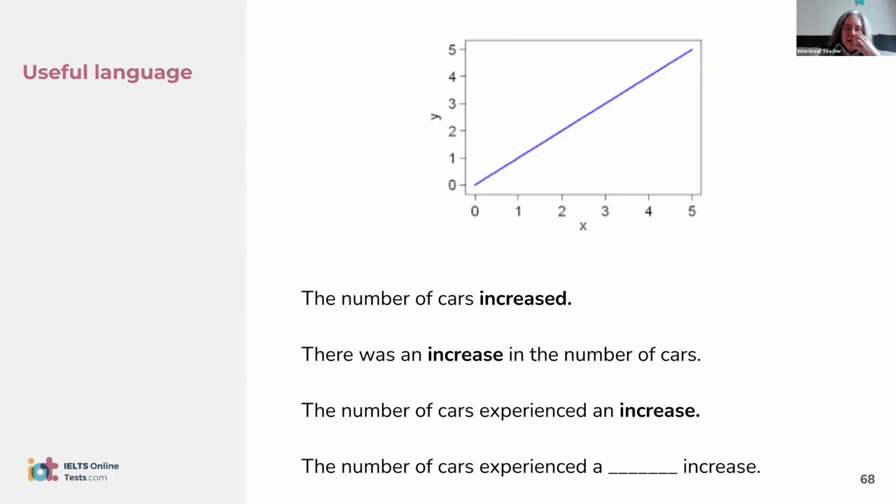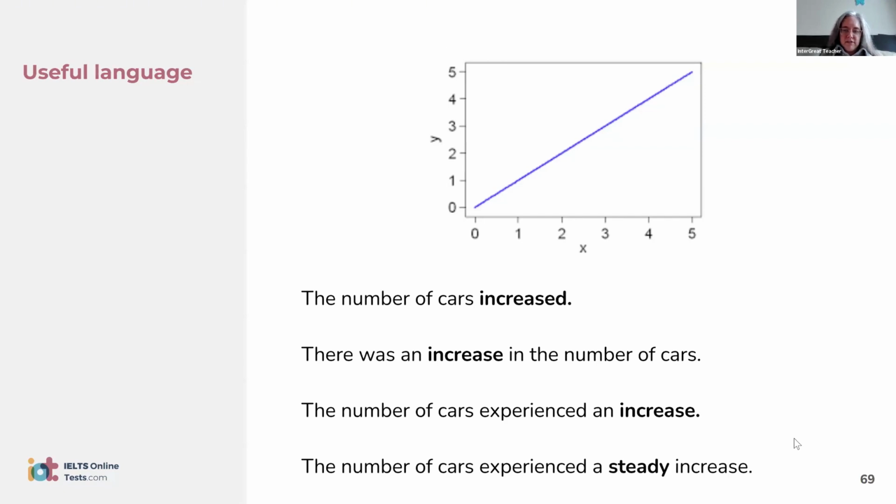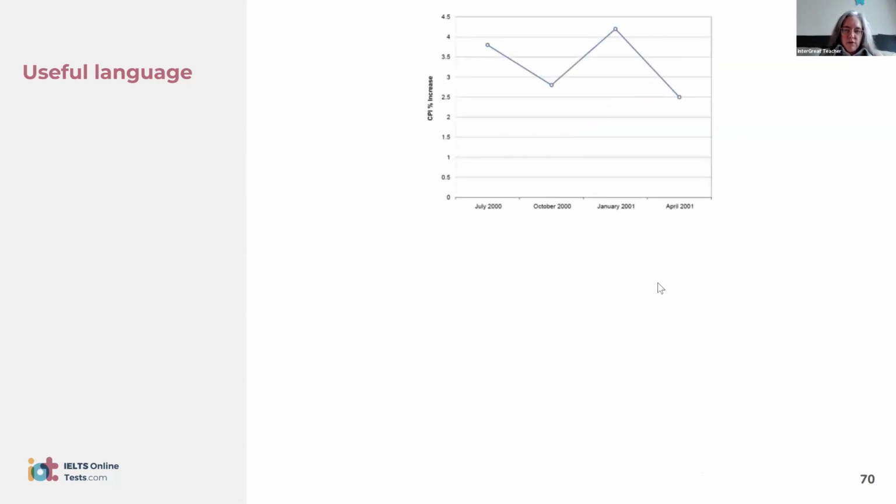Okay, so I've seen lots of nice suggestions in the chat box. So yeah, a dramatic increase, a huge increase. A rapid increase. Okay, a significant increase. Those are all really nice suggestions. Okay, and a steady increase is what we've got here. Okay, so here is another one.